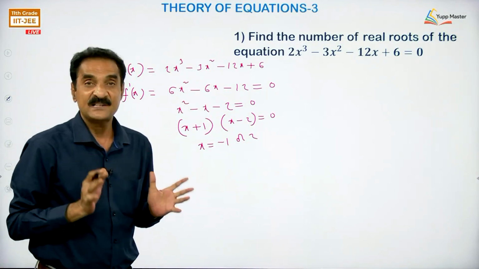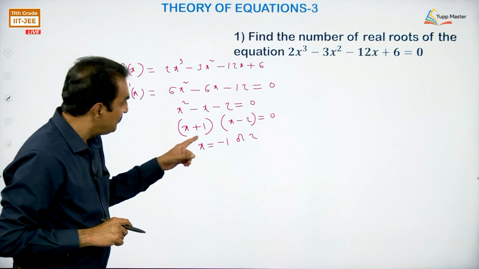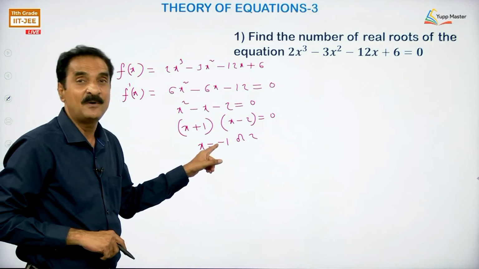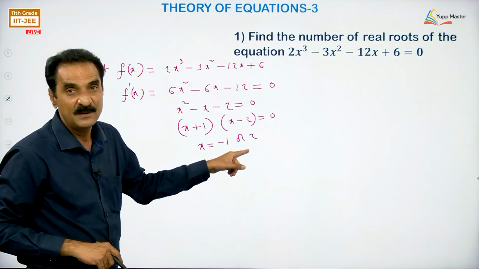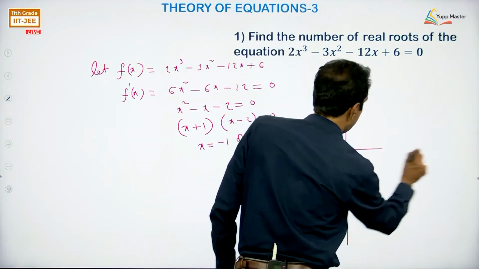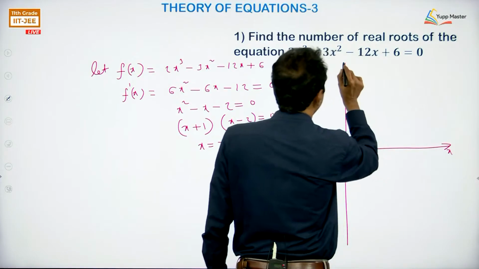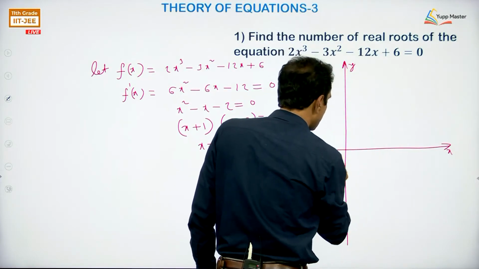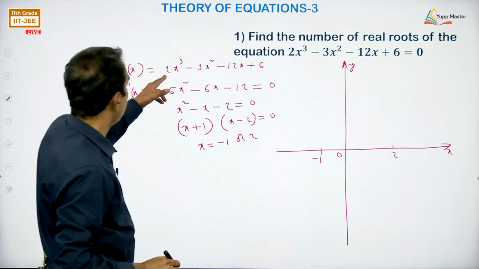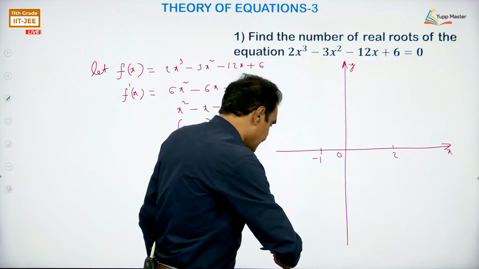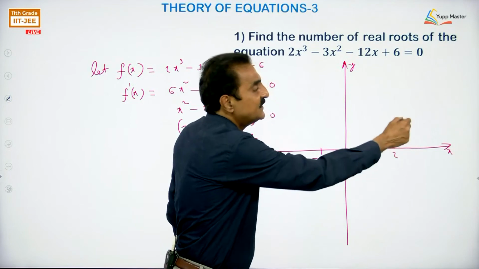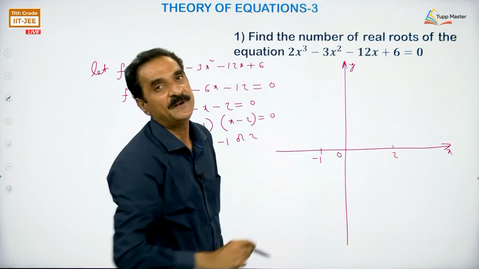So, there are maximum minimum points. When x cube coefficient is positive, then at smaller root it will have maximum value, at larger root it will have a minimum value, is it not? So, let us take x axis and y axis. Take minus 1 here, 2 here, and when x cube coefficient is positive, we know the general shape. It increases from minus infinity, attains maximum, then decreases, attains minimum, then again increases till infinity.